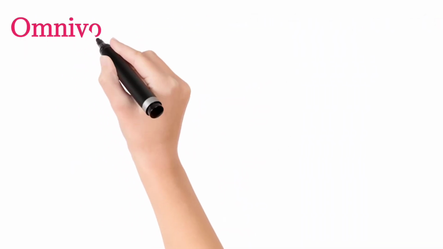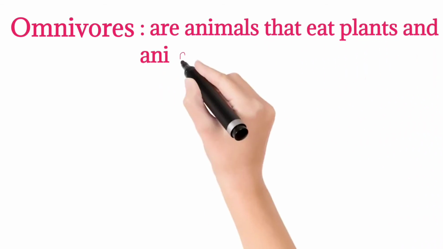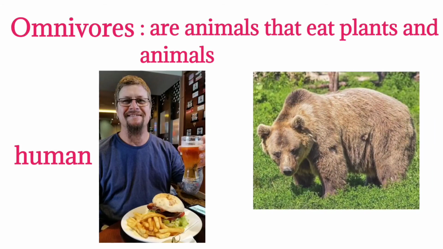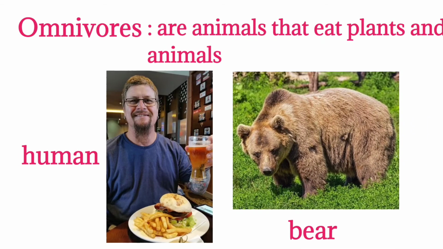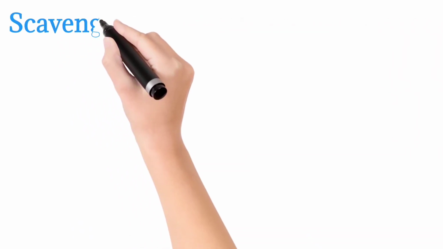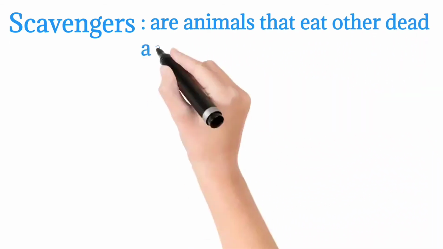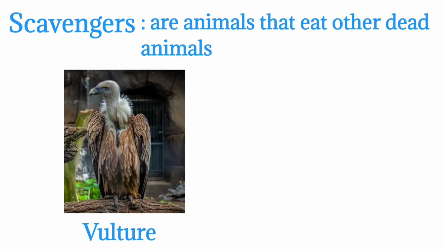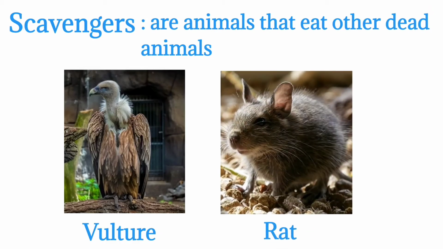Omnivores. Omnivores are animals that eat both plants and animals. Example, human and bear. Scavengers. These are animals that eat other dead animals. Examples are vultures and rats.